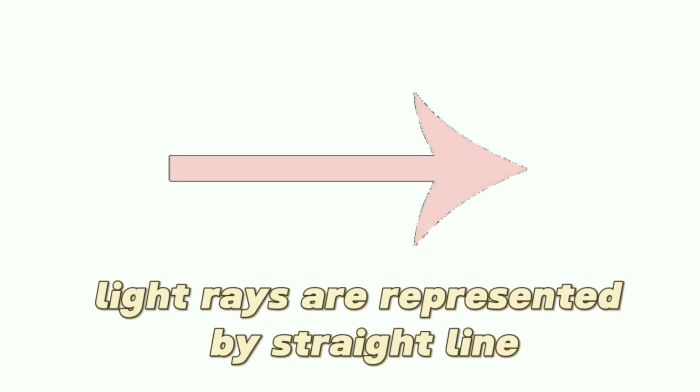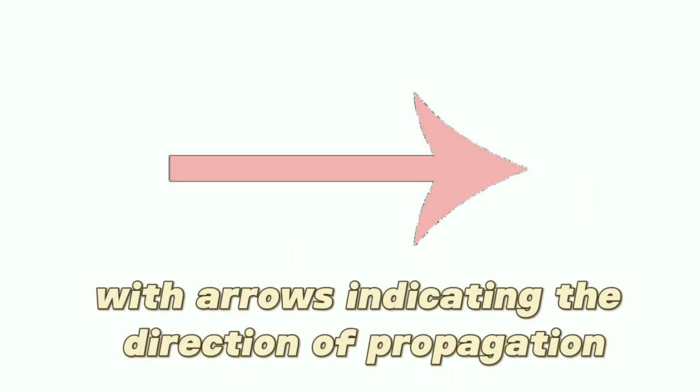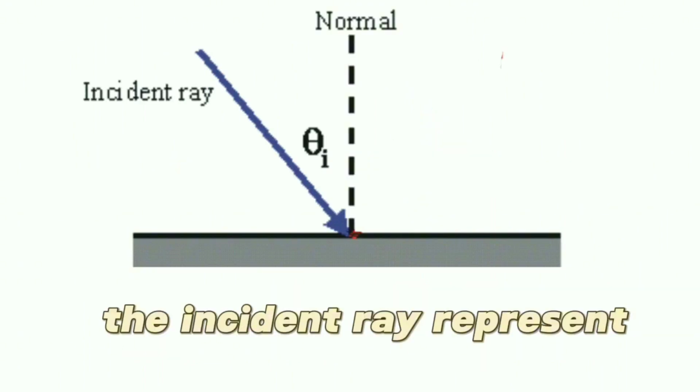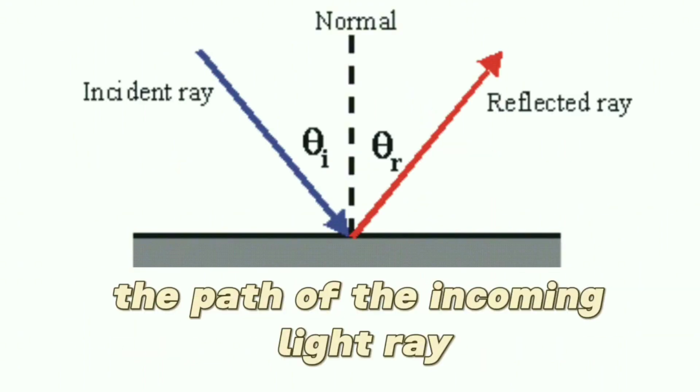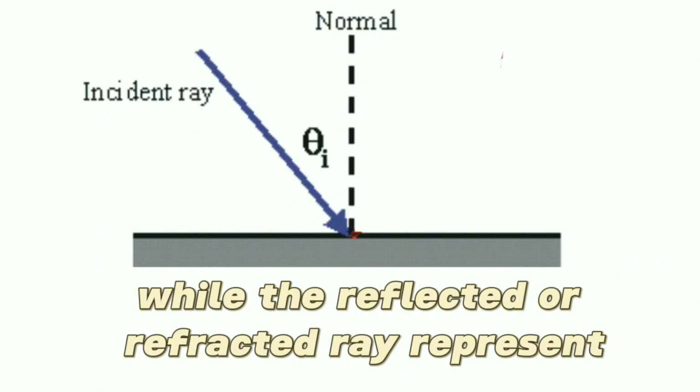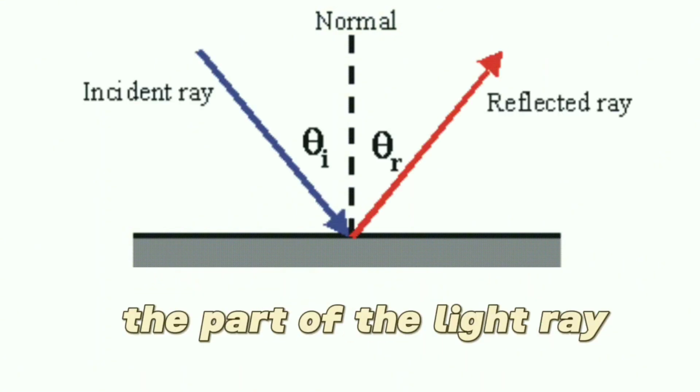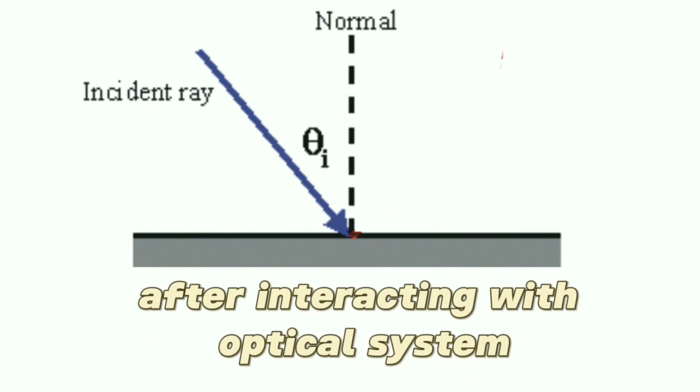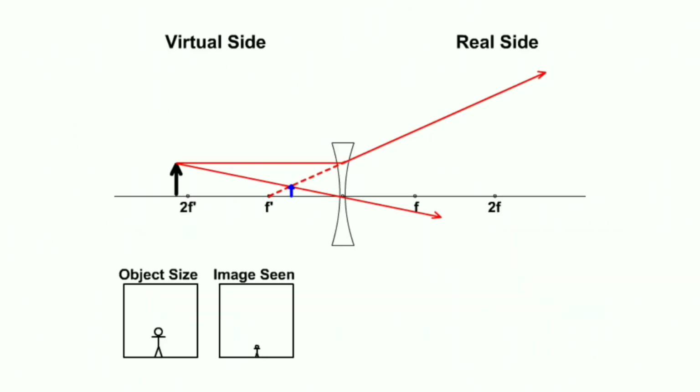In a ray diagram, light rays are represented by straight lines with arrows indicating the direction of propagation. The incident ray represents the path of the incoming light ray, while the reflected or refracted ray represents the path of the light ray after interacting with the optical system.